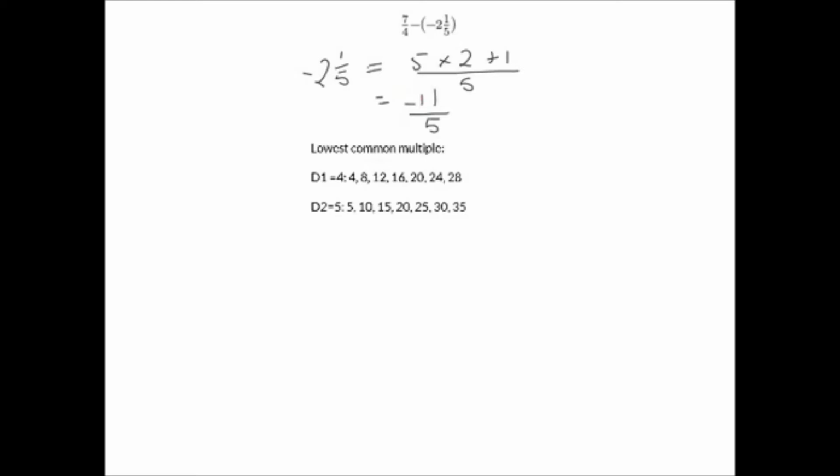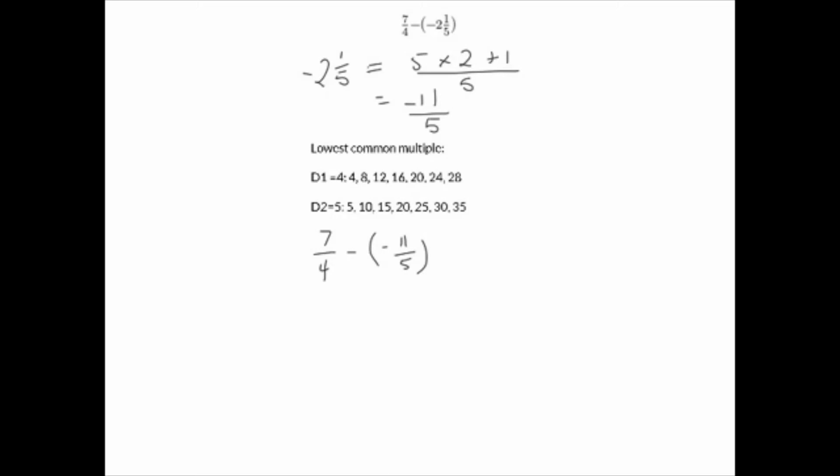So let's take a look at how we can now subtract these. I'm going to do this in two methods. The first is looking at the lowest common multiple. So I'm going to rewrite my problem. I have 7/4 subtracting -11/5.